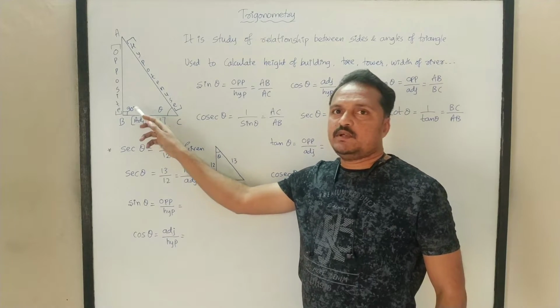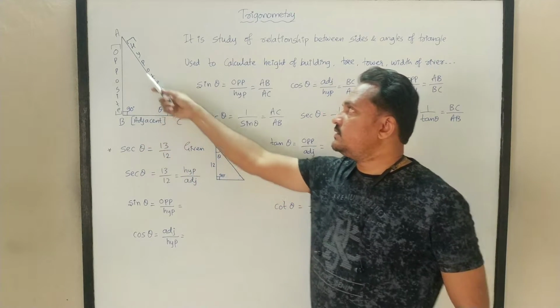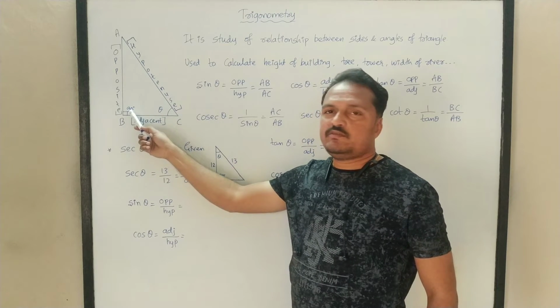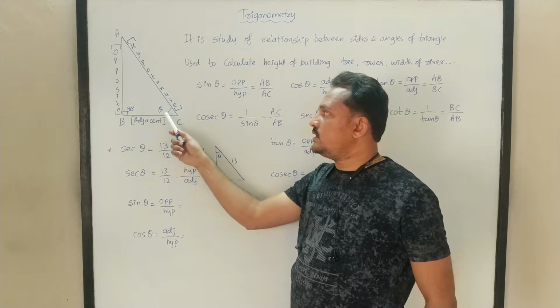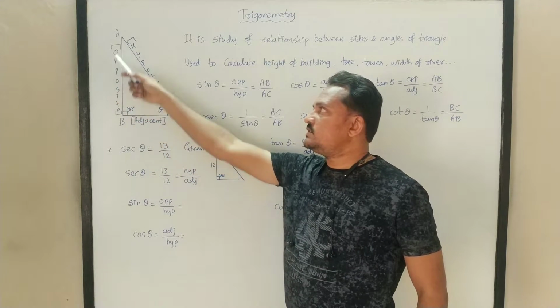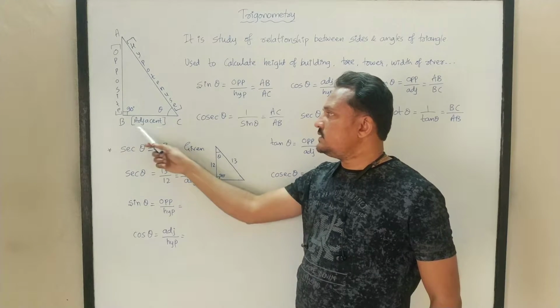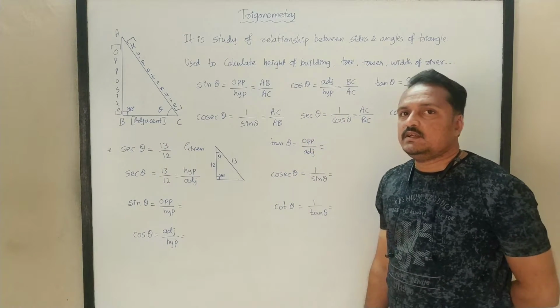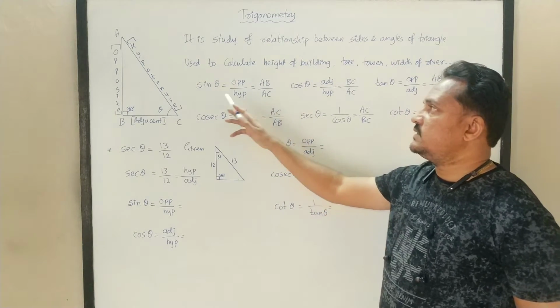angled triangle. So where is the right angled triangle? Opposite to that there is the hypotenuse, and one angle theta we are going to select. Apart from this 90 degree, we will select one angle, that is theta here. If it is theta, then the side opposite to it is the opposite side. This side will be called the adjacent. Now we are going to learn the ratios of these sides.